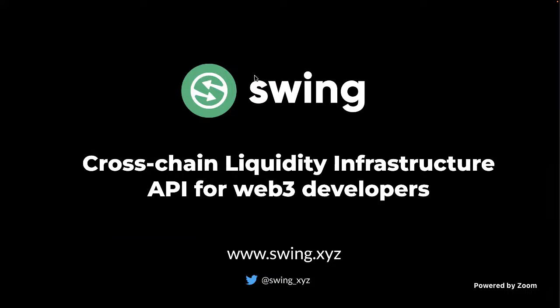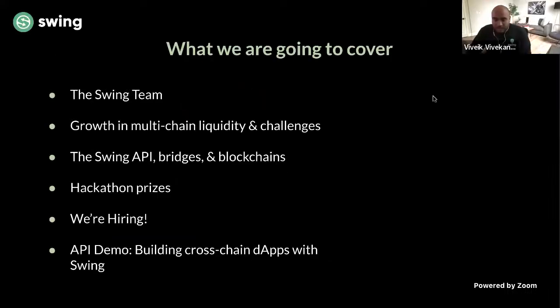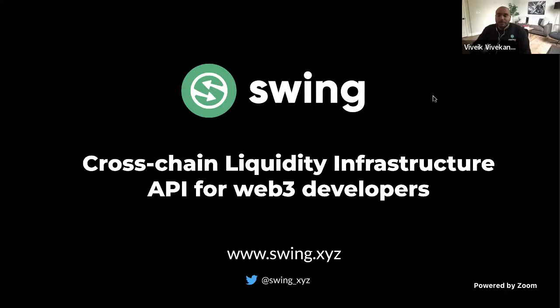Sorry about that, guys. Just taking it from the top here, for those of you that haven't heard about Swing, we are building cross-chain liquidity infrastructure APIs for Web3 developers. We've been focused on ways to make the process of building cross-chain apps easier for developers, so they don't have to think about all the different pieces under the hood that need to happen in order to enable cross-chain liquidity between apps. And we'll go more into this as we go through the slides.